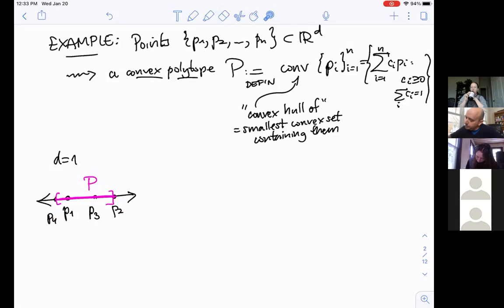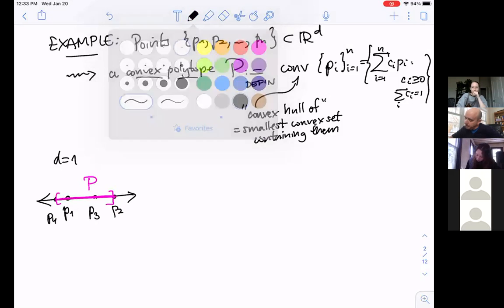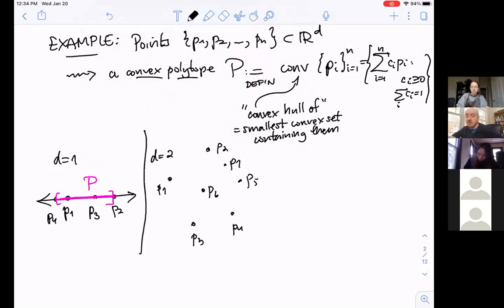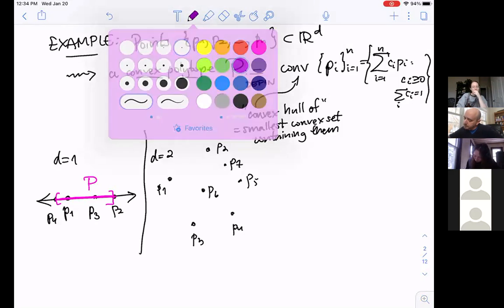And for d equals 2, right, convex polytope ends up being a polygon. Maybe this is P1 and P2 and I don't know, P3 is down here and P4 and we got a P5 and who knows, maybe there's a P6 in here and maybe there's a P7 that's on the line segment between P2 and P5. And then when I take their convex hull, oops, let's do it in this color.